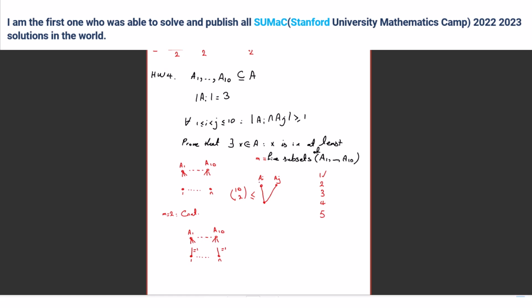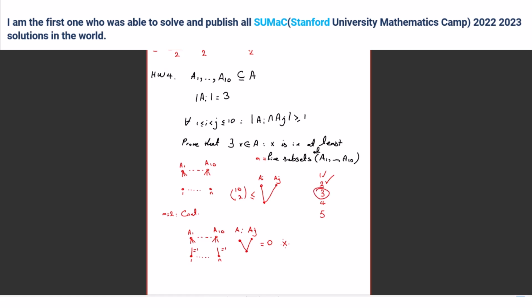Then do you agree if all of them are 1, we don't have anything like this? So it would be 0, and that's a contradiction because it is at least 10 choose 2. So we proved 2.